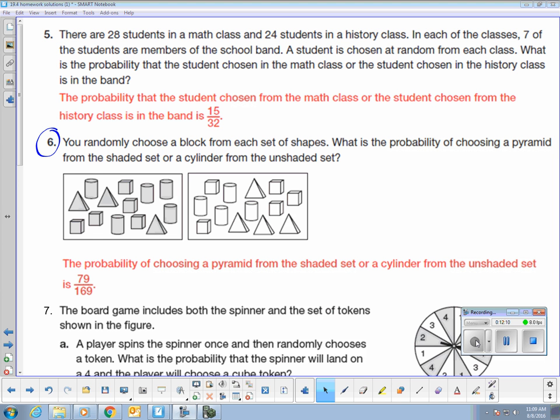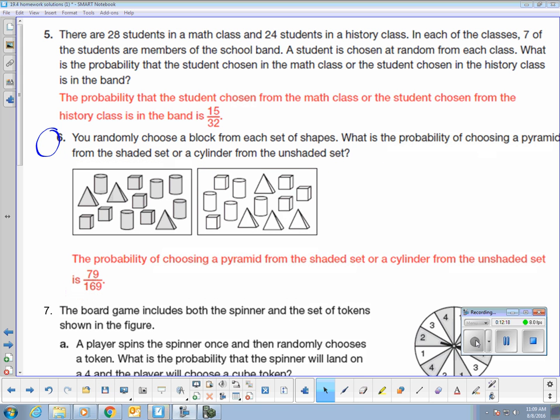Find the probability of choosing a pyramid from the first shaded set, a pyramid. So let me just circle those. Okay, first pyramid. And then get a cylinder from the second set. I said the word and, I should have said the word or, I'm sorry. Or get a cylinder from the second set. So probability of getting a pyramid from the first set or a cylinder from the second set.